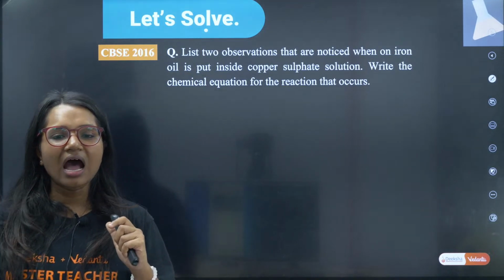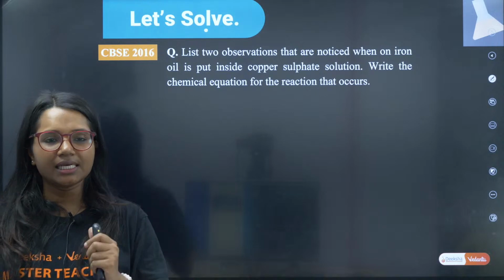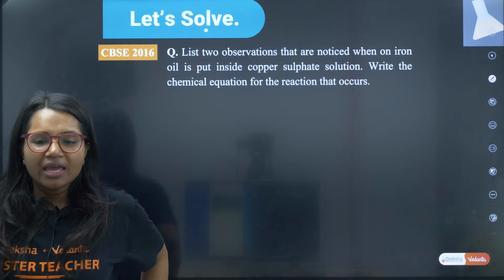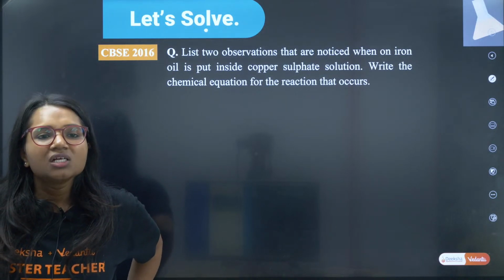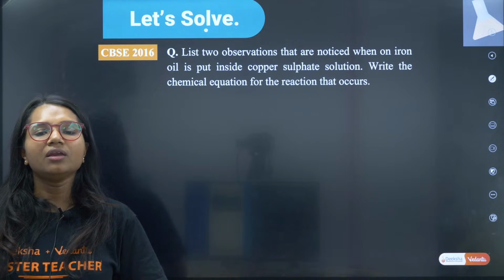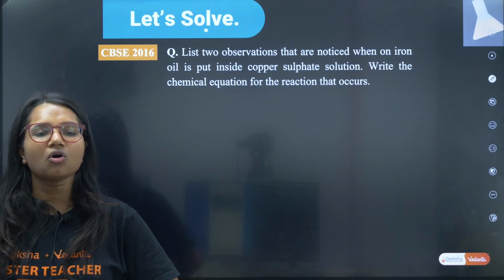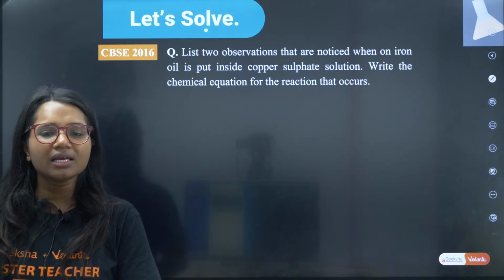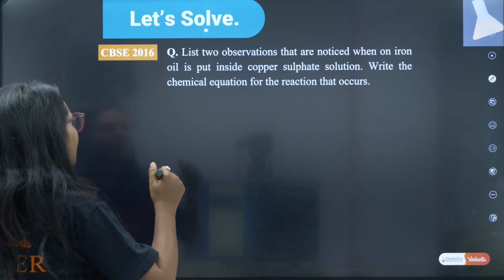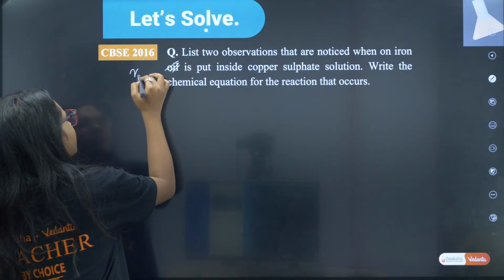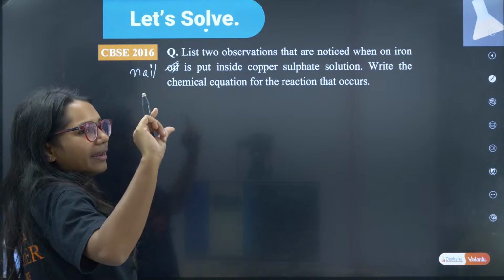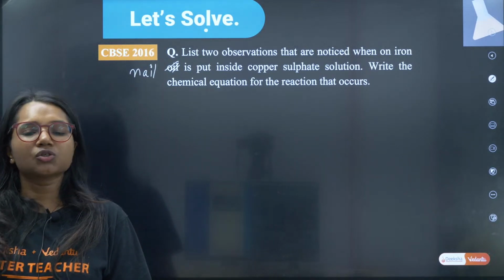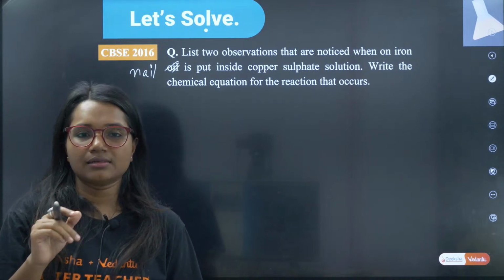The next question was asked in CBSE 2016. Just read this statement. Very good, Harsha. What about others? Just read this question and tell me whether you will be able to solve it. List two observations that are noticed on the iron nail. This is not oil, this is an iron nail. Iron nail means the kind we use on walls to hang something. Those are called nails, right?